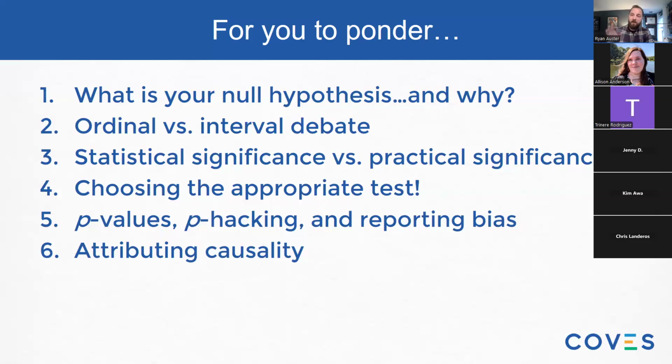Many times, and COVES is somewhat guilty of this, although we've worked really hard not to be, in museum measurement we use scales that are less sensitive than an ideal situation. Strongly disagree to strongly agree is a great example, right? If I've got strongly disagree, somewhat disagree, neither disagree nor agree, somewhat agree, strongly agree, I get a 5-point scale.